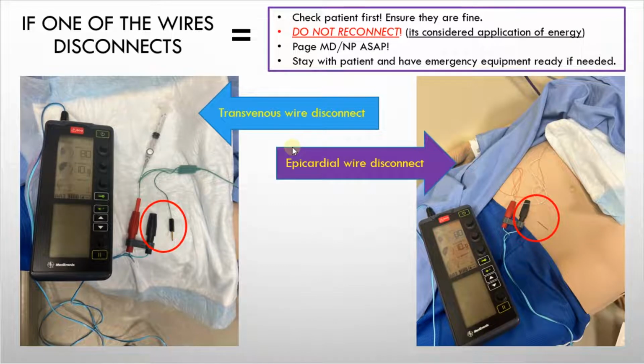So what to do if one of the wires disconnects? Okay, as you can see over here for a transvenous wire, this core here disconnected, and in here, this one here disconnected. Number 1, check the patient, make sure they're fine, vitally stable, and do an assessment. Number 2, do not reconnect.